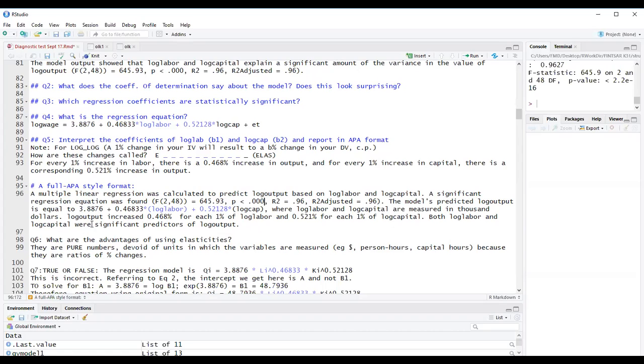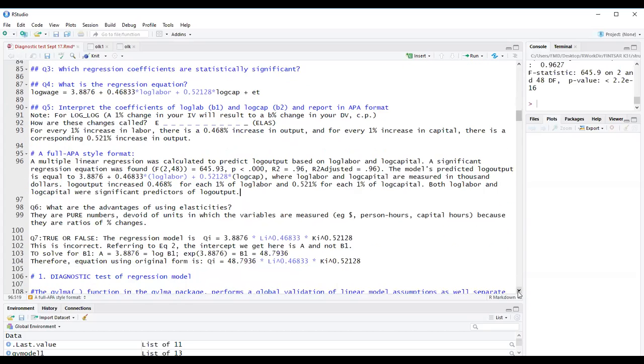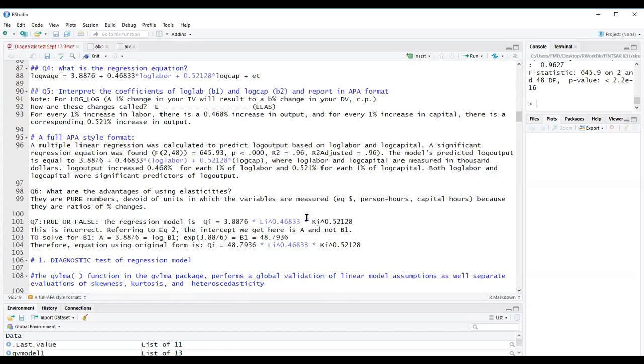Log output increased 0.468% for each 1% of log labor and 0.521% for each 1% of log capital. Both log labor and log capital were significant predictors of log output. Okay, so, di ba, ang ganda ng pagkasulat, it captures all the necessary details needed. And this is based on APA, American Psychological Association. So, seventh edition na yan.